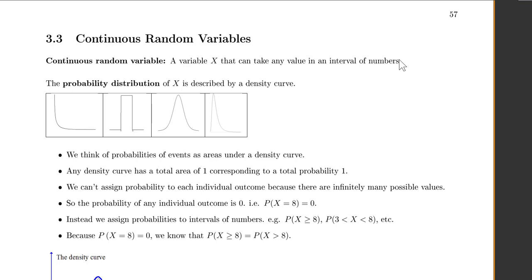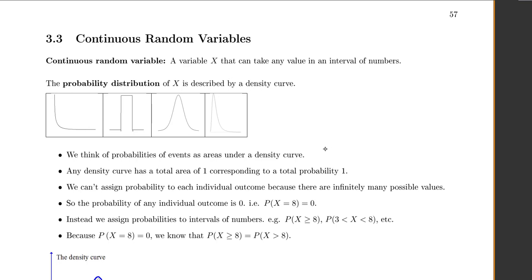or 26.013456 miles per gallon. If it could theoretically be any decimal, that's going to be a continuous random variable. A probability distribution of x for a continuous random variable will be described by what we call a density curve. Basically, it's a curve. Instead of having graphs for our discrete random variables where you can only have certain values, any value is possible, so you have to have a continuous curve.